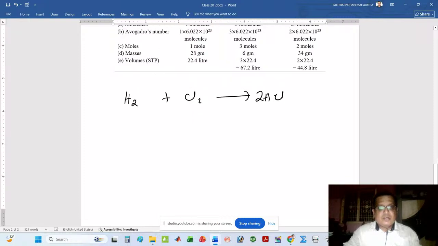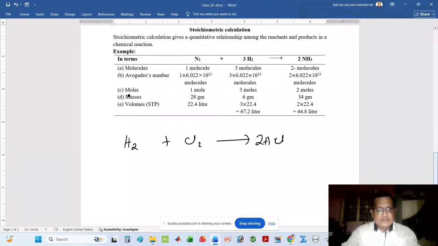Suppose I want to write it in terms of molecules. Then how can I write it here? This is one molecule. So here I can write one molecule of hydrogen. Here also I can write one molecule. Next here I can write two molecules.